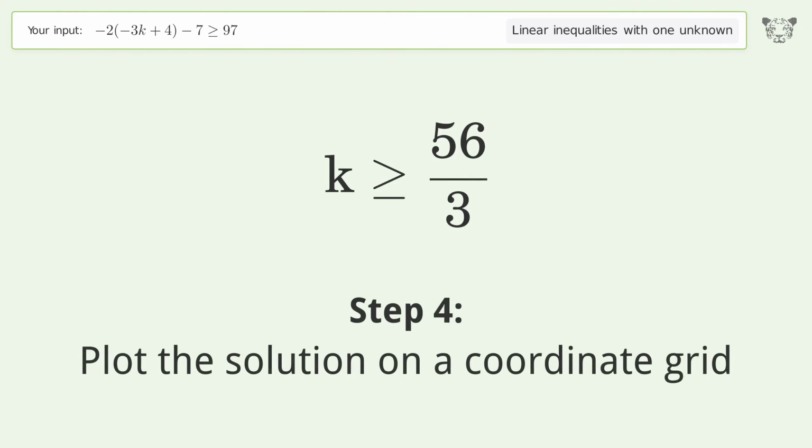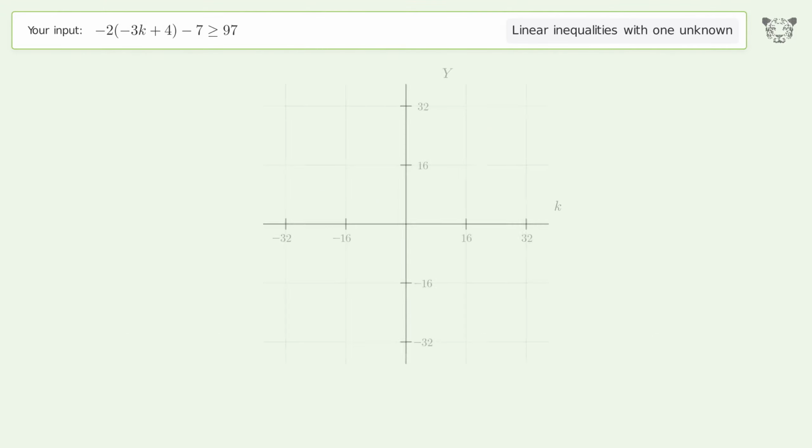Plot the solution on a coordinate grid. And so the final result is k equal or greater than 56/3 equal or greater than 182/3.